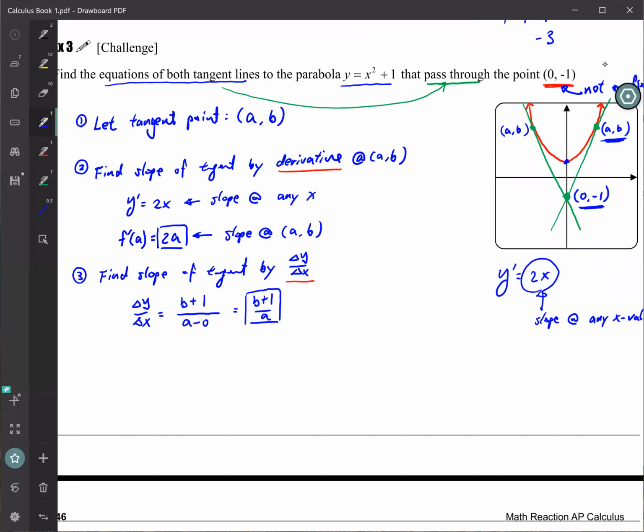So we found the slope using derivative. We also found the slope using rise over run. Wait. Do you think they will be the same? Yeah. Do we just make them equal to each other? Yes, and then we're gonna make them equal, okay? Because they are both talking about the same thing, just doing it differently. So 2a should equal b plus 1 over a.